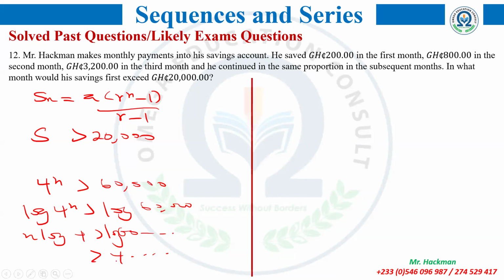Can your n be a fraction or a decimal? Hello, can your n be? No, it cannot. So you move on to the next integer. If it was 4 point something, that will give you 5. So it is in the 5th month that the amount that you have there will exceed what is there. You get there?